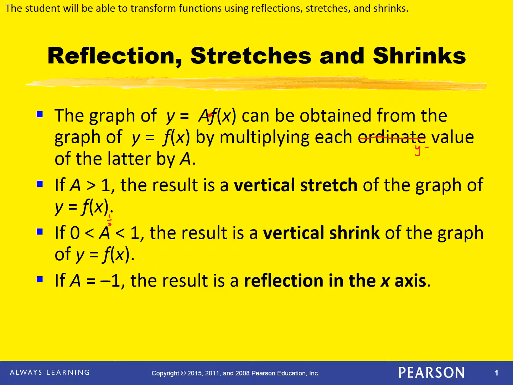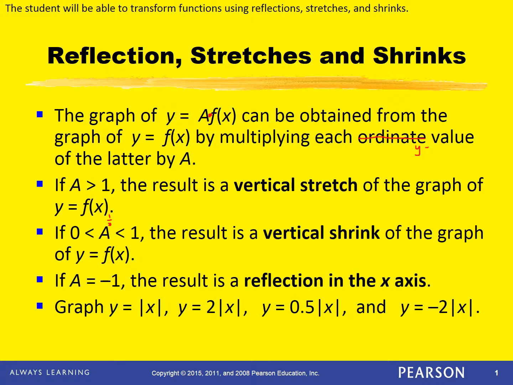Well, another kind of transformation, it's really the same, but if a is -1, if you multiply a function by -1, the result is a reflection in the x-axis, because all of the y values are now going to be the negatives of what they were, and that means that points above the x-axis are going to be below. Points that once were below the x-axis are going to be above. In other words, there's a reflection in the x-axis.